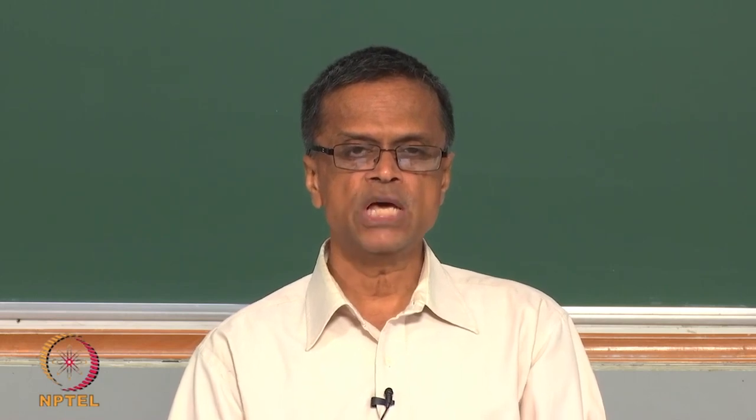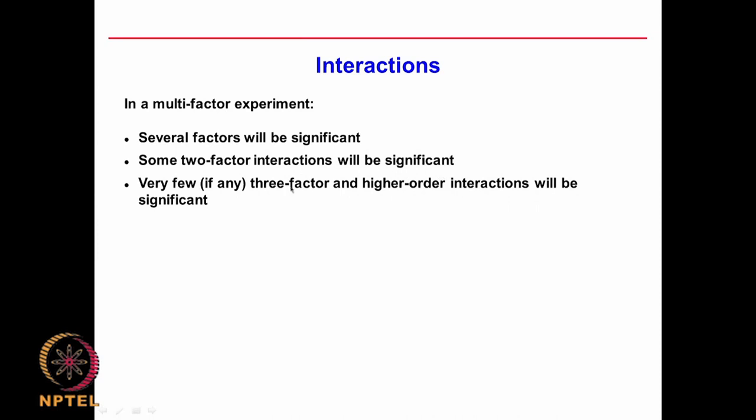For example, when I increase agitator RPM, maybe I am dispersing the material better, so the pH is more uniform and so on. So two factor interactions are generally possible, but three factors and four factors are very, very rare. You need to keep that point in mind. It doesn't happen every day. It doesn't happen at all in most situations. So main factors will be significant, two factor interactions will be significant.